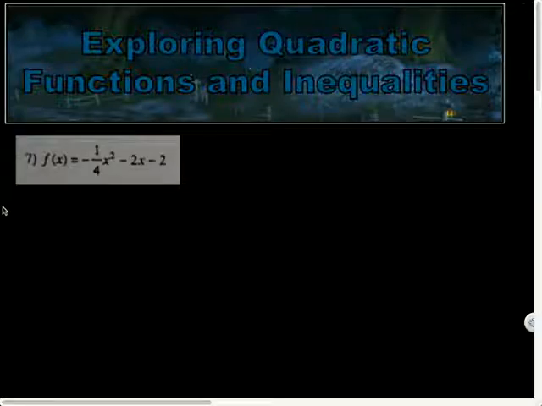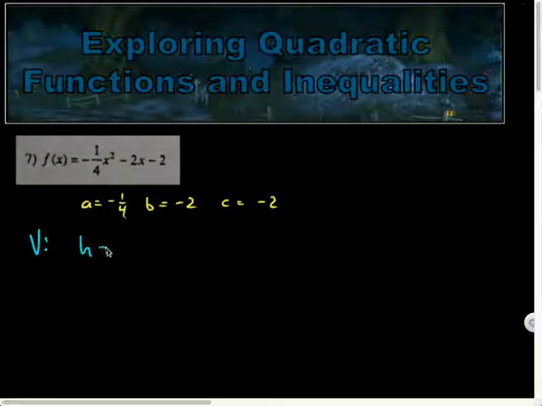So, looking at this equation, first of all, what is the value of A, B, and C? Negative a quarter, negative 2, and negative 2. Correct. So let's try to find the vertex. You're going to go negative B over 2A. So opposite of negative 2 over 2 times negative a quarter.